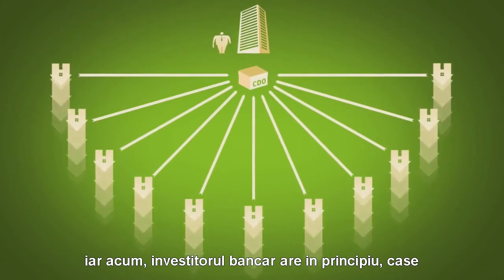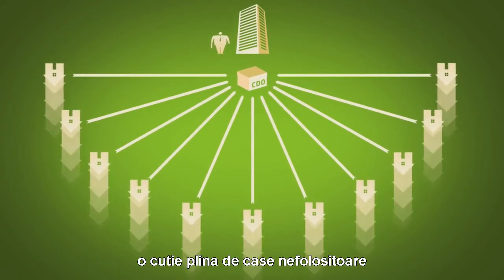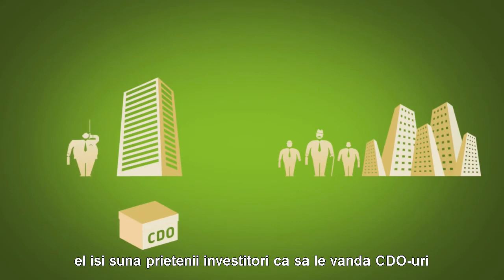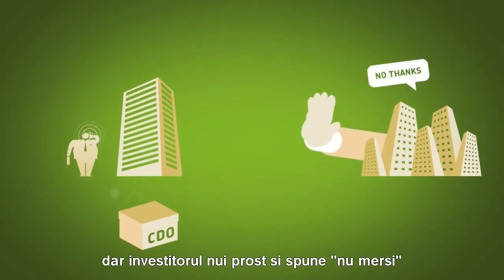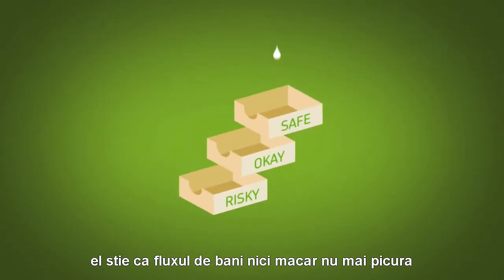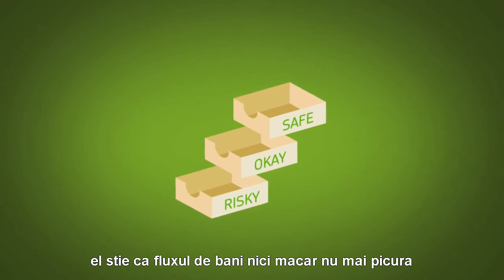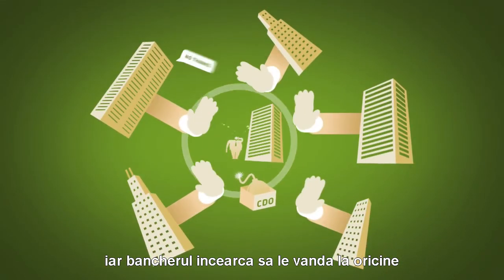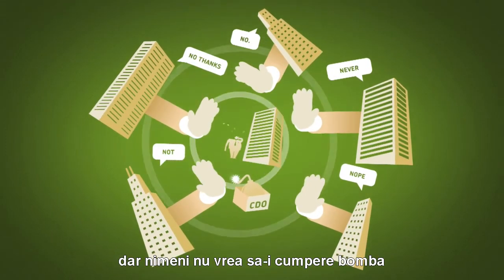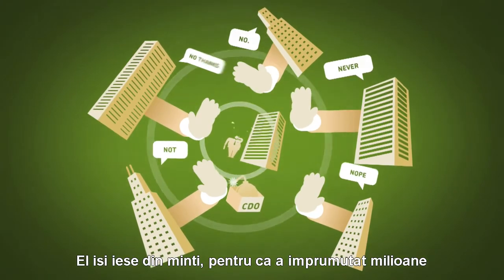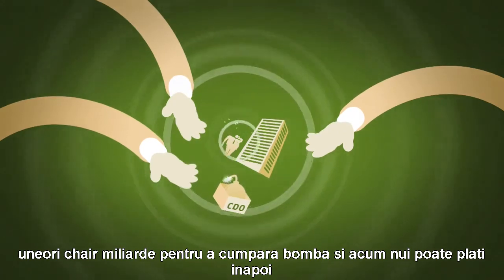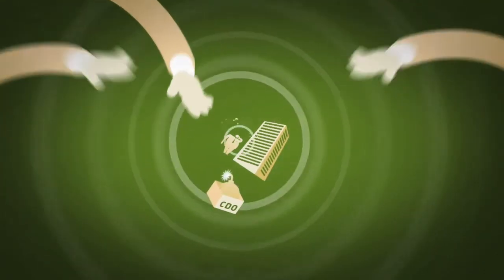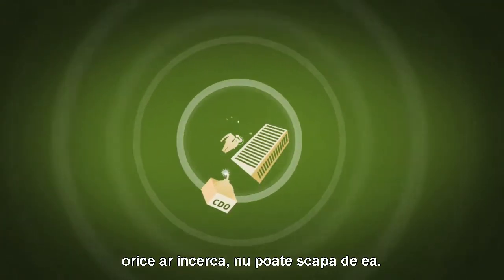Now the investment banker is basically holding a box full of worthless houses. He calls up his buddy the investor to sell his CDO, but the investor isn't stupid and says no thanks. He knows that the stream of money isn't even a dribble anymore. The banker tries to sell to everyone, but nobody wants to buy his bomb. He's freaking out because he borrowed millions, sometimes billions of dollars to buy this bomb, and he can't pay it back. Whatever he tries, he can't get rid of it.